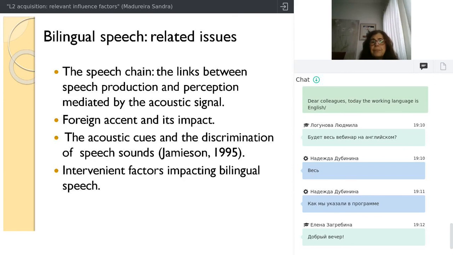So I'm going to mention some of them. To talk about bilingual speech, I will choose the following topics: the speech chain, that is the links between speech production and perception that are mediated by the acoustic signal; the foreign accent and its impact; the acoustic cues and the discrimination of speech sounds; and then the intervening factors impacting bilingual speech.